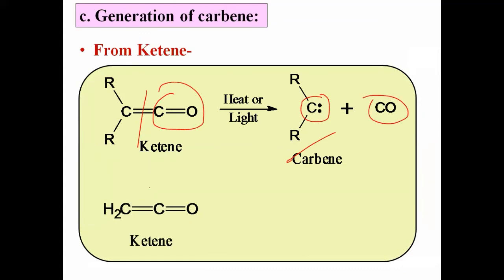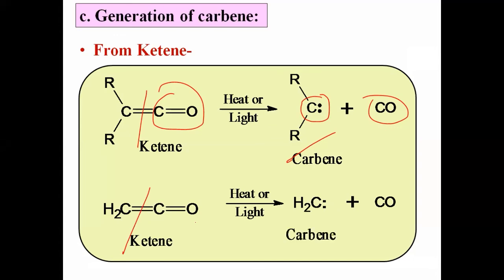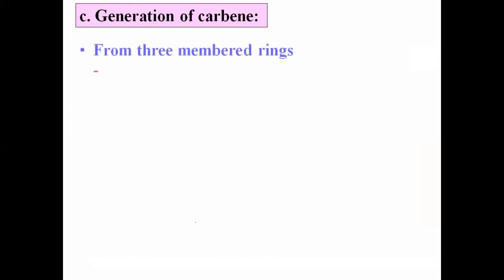Suppose for example, here also this bond undergoes breaking in presence of light or high temperature, and we get the carbene. Okay, thus during decomposition of diazomethane and decomposition of ketene also, there is a formation of carbene as an intermediate. Okay, this is a very important intermediate formed during organic reactions.